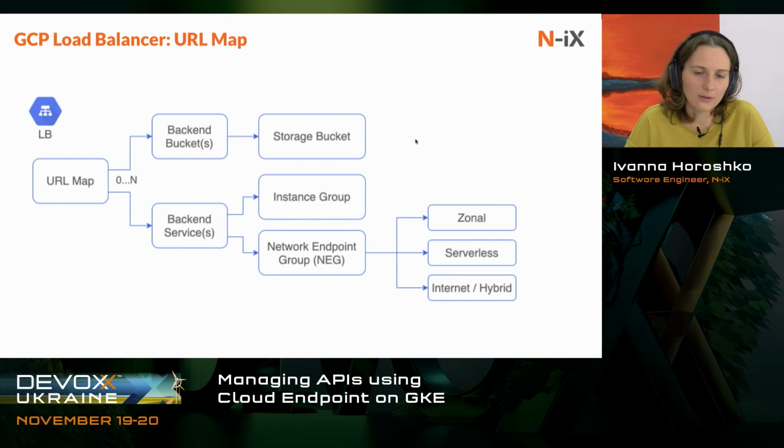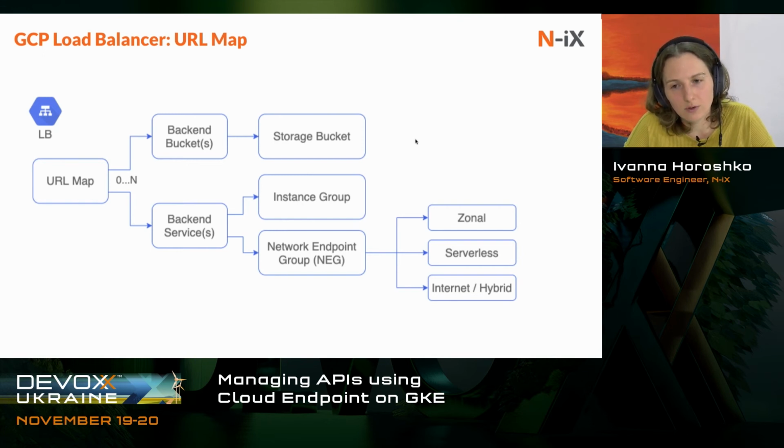Another thing that backend service can route to is the network endpoint group. And here we also have a couple of different options to choose from. First, the network endpoint group can be zonal, and it's actually used by GKE. So if you want to route requests to something deployed inside of your GKE cluster, you're going to choose the zonal network endpoint group. The second option is serverless. So if you're running App Engine, Cloud Run, or any other serverless solution, you can also link it to your load balancer via this network endpoint group with the serverless option.